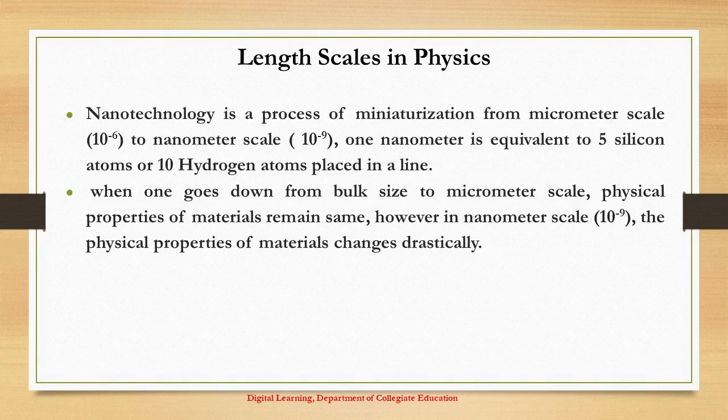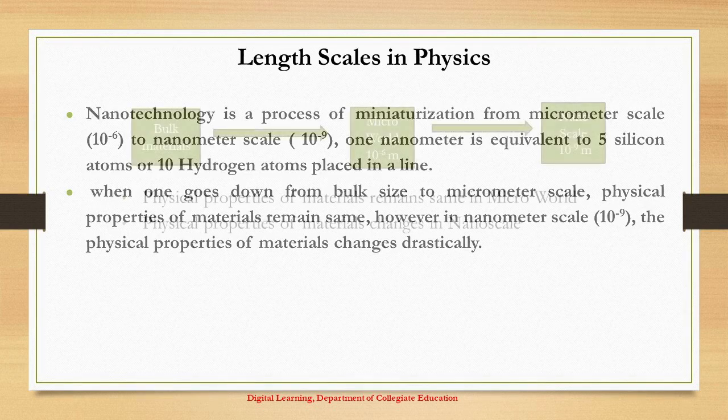For example, suppose gold, if we take it from bulk size to the nano scale, the color of the gold itself changes. Whatever golden brown we observe in the bulk will change. It will take another color when it goes to the nano scale. Similarly, there are many other physical properties. Their melting point may change, boiling point may change. Like that, many properties are going to change drastically when the material is taken to the nano scale.